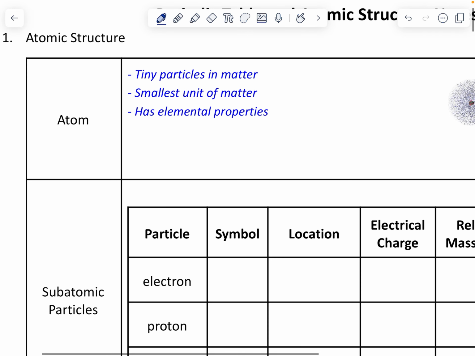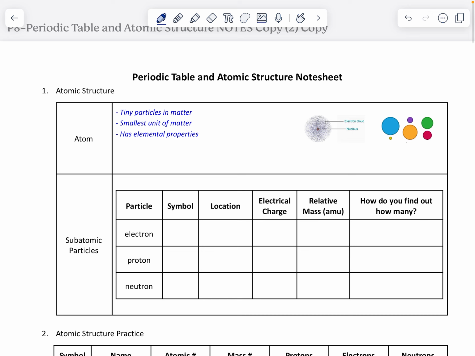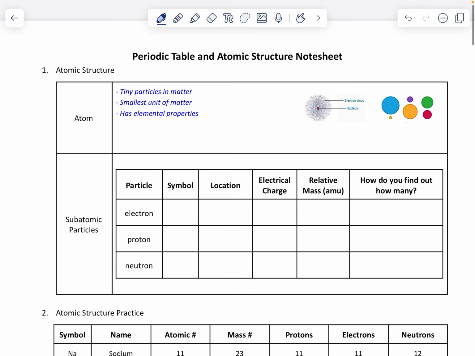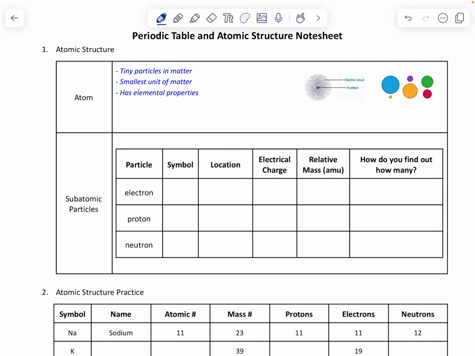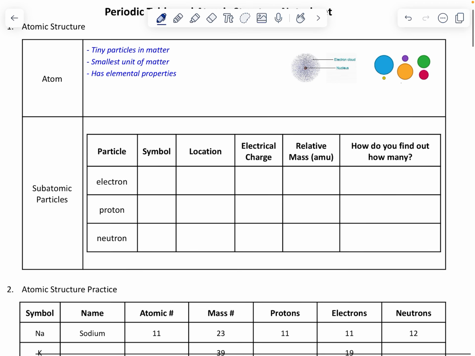We have some review where the atom is, of course, our smallest unit of matter that we can measure, and it has elemental properties. And what we're able to do is identify using our periodic tables which element we're looking at, and being able to kind of deduce what the numbers of the subatomic particles are in those particular atoms. So just going through some general symbols.